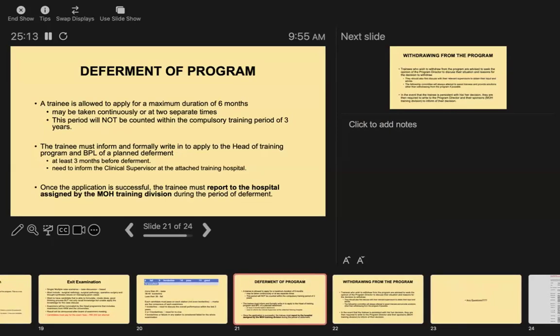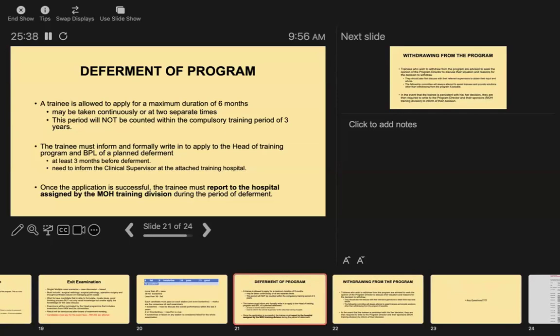Kadang-kadang dalam masa 3 tahun banyak ada masalah deferment. Right? Deferment maknanya penangguhan. So a trainee is allowed to apply a maximum duration of 6 months. This may be taken continuously or at separate times. This period will not be counted within the compulsory training period of 3 years.